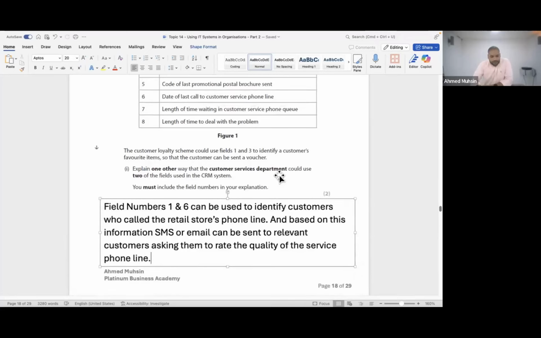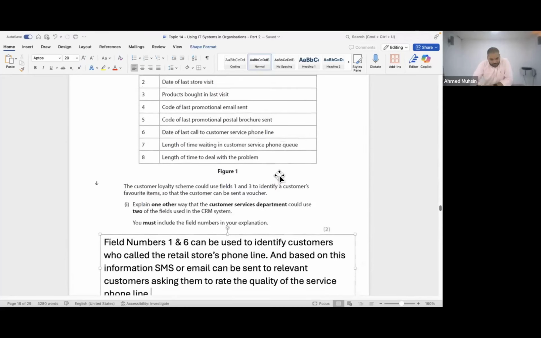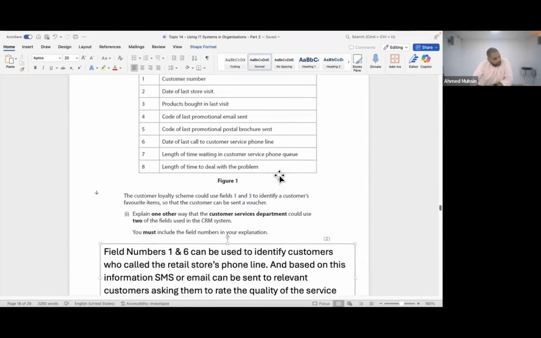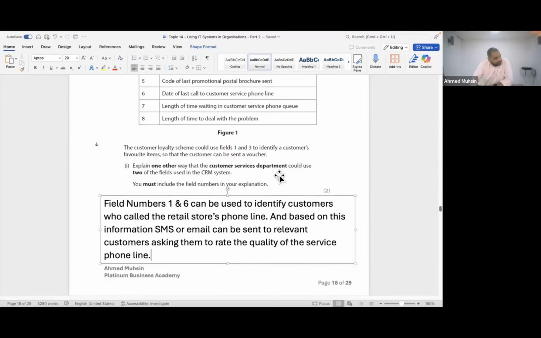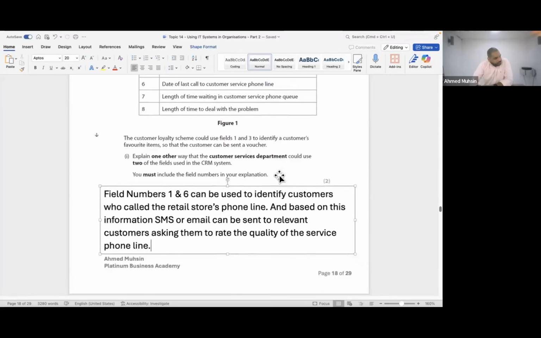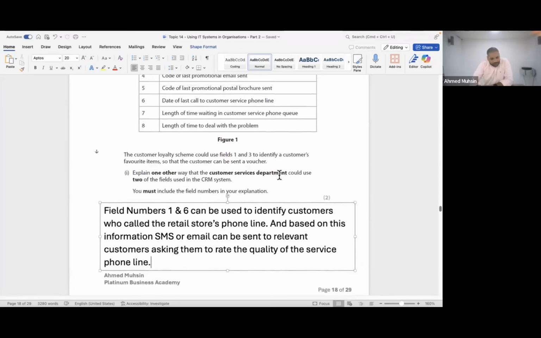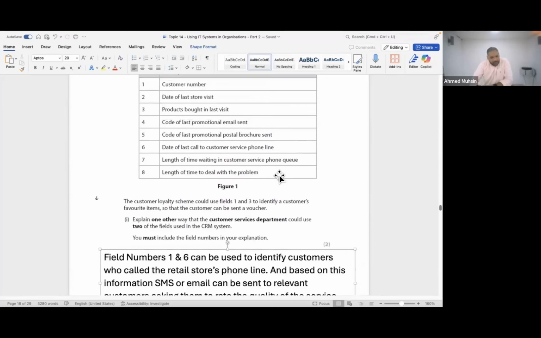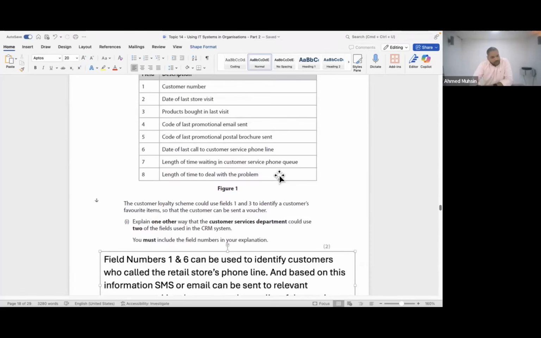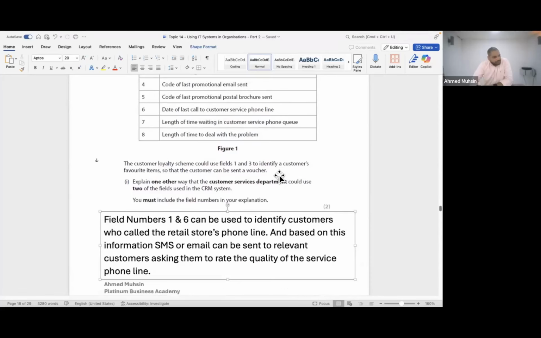Just like that, don't you think fields number 1 and 3, no, 1 and 2 can be done for what? Customer retention, as in, you know when they came to your store last, no? So based on that, what can you do? For example, if they haven't come to your store for a very long time, you can send them an email, a reminder, an offer, encouraging them to come back to your store.